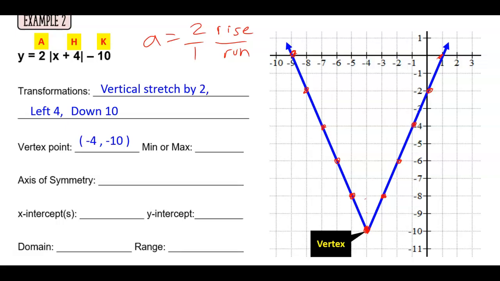Now, is that a min or a max? Max. Why would you name that max? It's a minimum. Why would you name it min? It's a minimum.